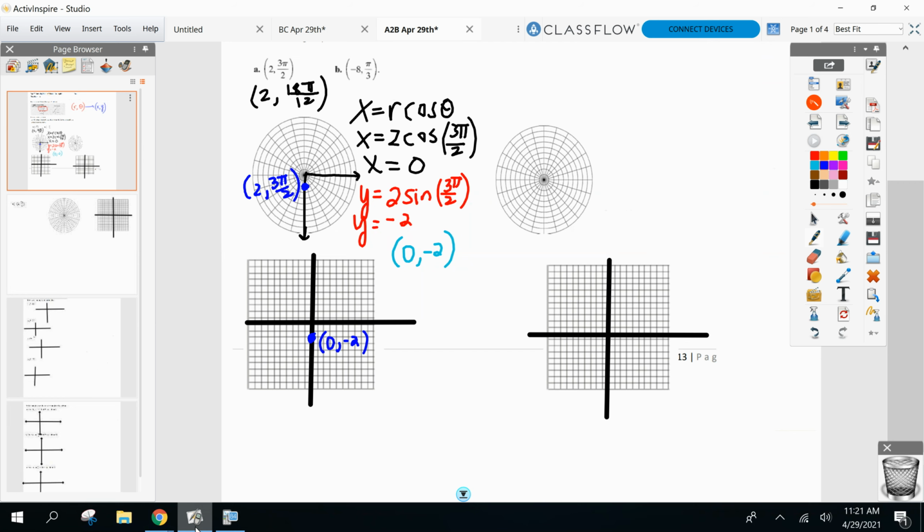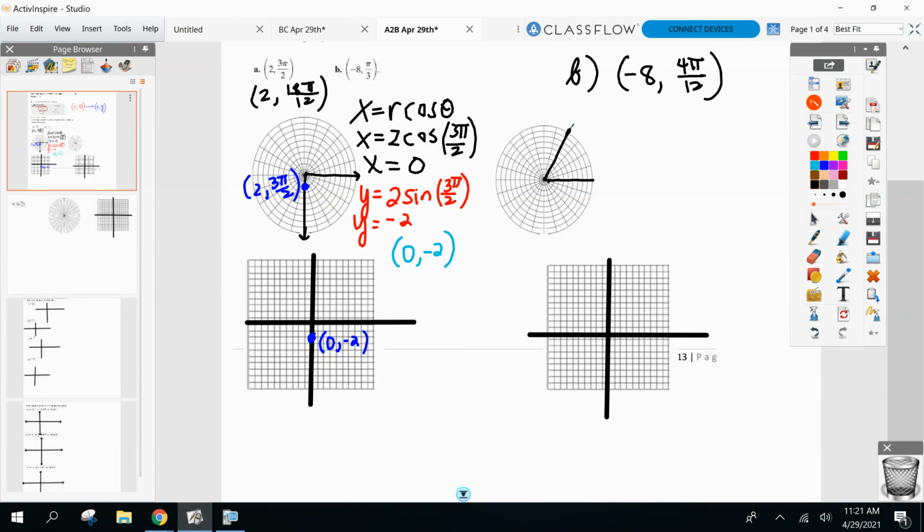Next up, part B. -8, pi over 3. What should I multiply there first before I graph on the polar? Multiply by 4. So really -8, 4 pi over 12, making sure everything's at a 12. Let's see. 1, 2, 3, 4. So it's going to be here.